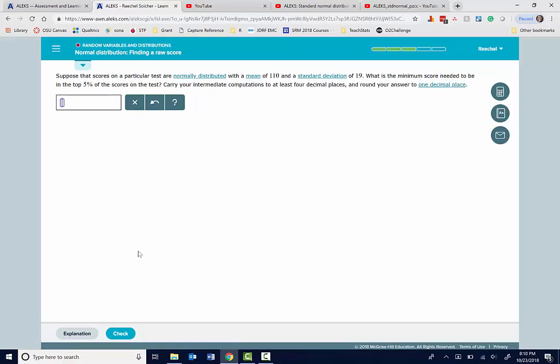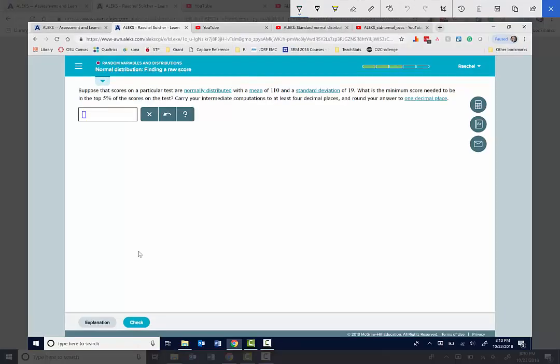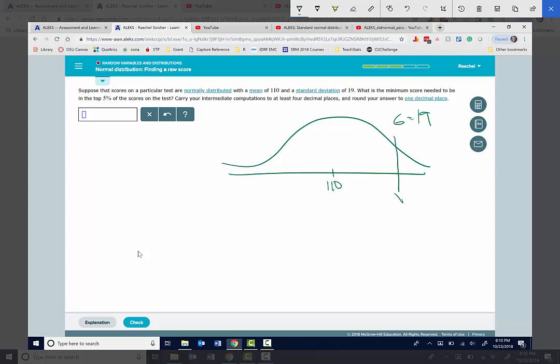Okay, and so I want to do one more question with you because so far you've seen two pretty identical questions. And so here what we have is, suppose that scores on a particular test are normally distributed with a mean of 110 and a standard deviation of 19. Okay, so we have a mean of 110, standard deviation of 19. What is the minimum score needed to be in the top 5% of the scores on the test? So we have some score x, where the area to the right of the curve represents the top 5%.